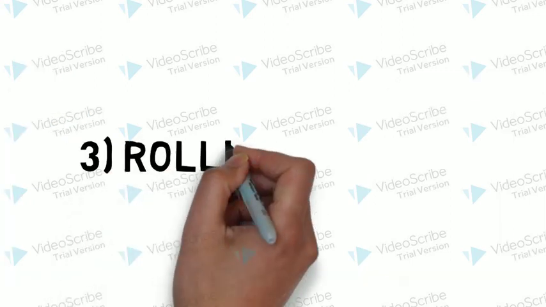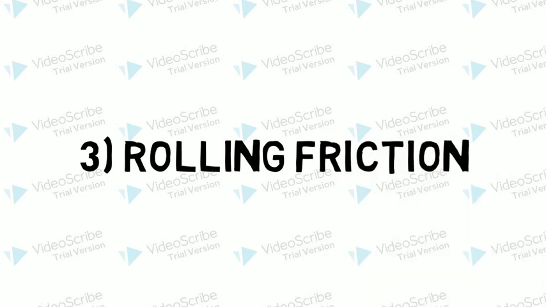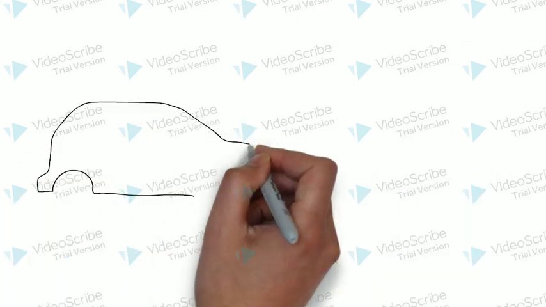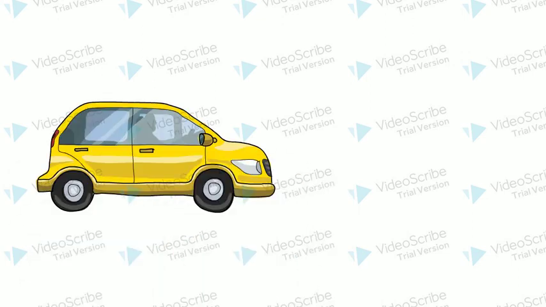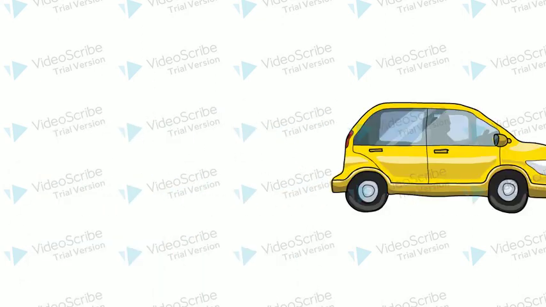Now we have rolling friction. Let us consider a car which has wheels. The car starts moving and rolling friction comes into force, which is lesser.